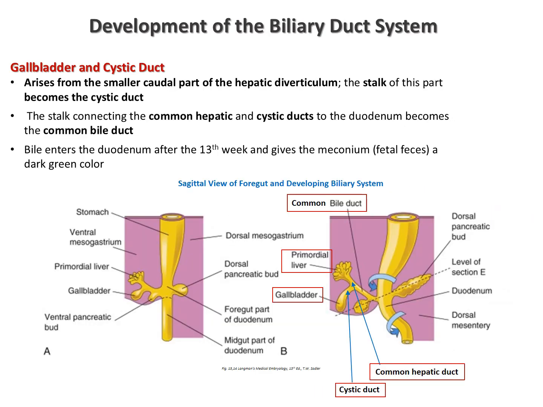We now move on to discuss the smaller bud from the hepatic diverticulum that forms the gallbladder and cystic duct. The gallbladder arises from the smaller caudal part of the hepatic diverticulum, and the stalk of this part becomes the cystic duct. The stalk connecting the common hepatic and cystic ducts to the duodenum becomes the common bile duct. Bile enters the duodenum after the 13th week and gives the meconium, or the fetal feces, a dark green color.